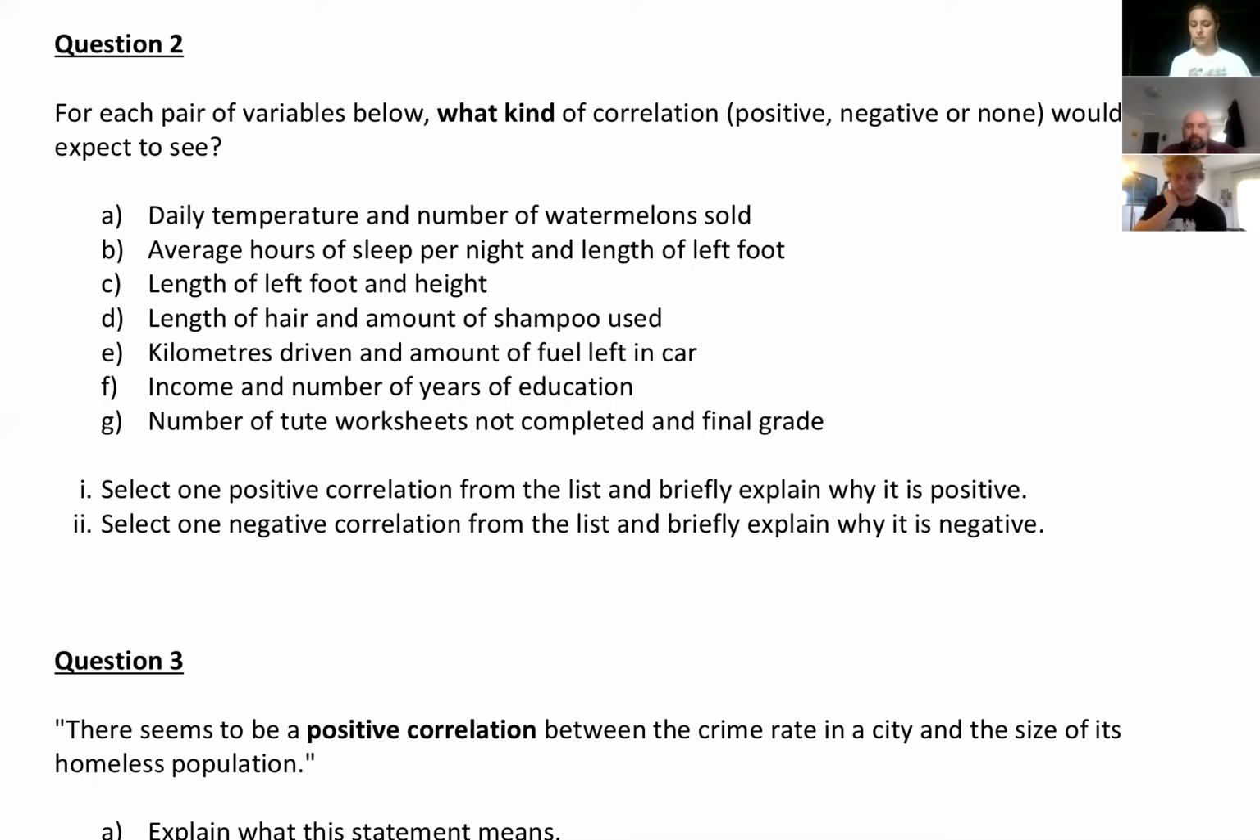So for question 2, are we going to choose one or are we going to do all of them from A to G? So for all of them, you have to decide whether they're positive or negative or no correlation. And then you just choose one to explain why it's positive and one negative correlation to explain why it's negative. Oh, that's so good. Cool. Okay. Any other questions about the worksheet?